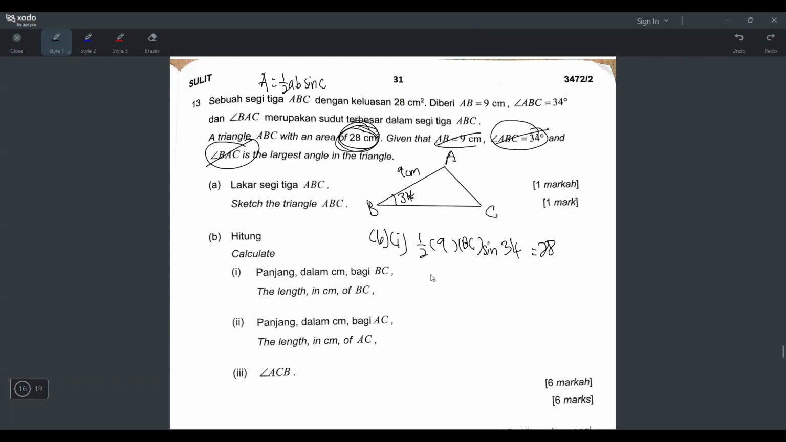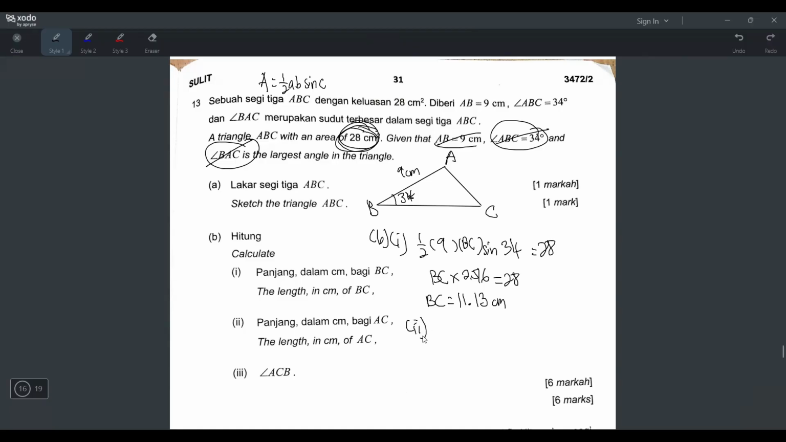So BC times something equals 28. And then this one you just press 9 times sine 34 divide 2. So press the calculator. My calculator gives me 2.516. Now I can get my BC, but I will use the answer button. 28 divide answer. If you use the answer button, it will be more accurate. Okay, 11.12. Just write in 4 significant figures. So 11.13 cm. And that's all.